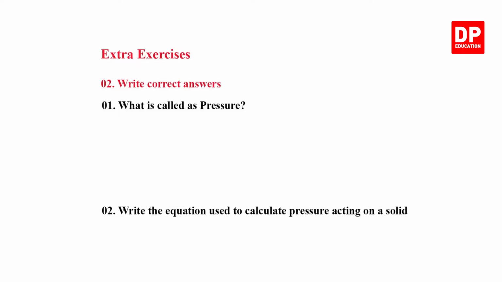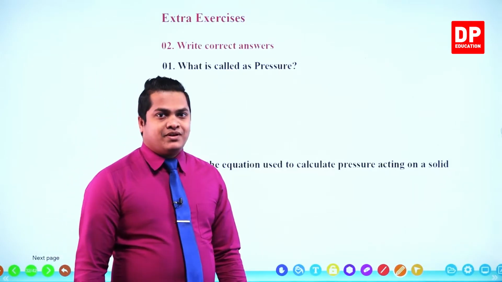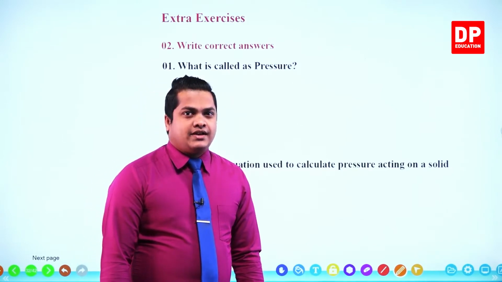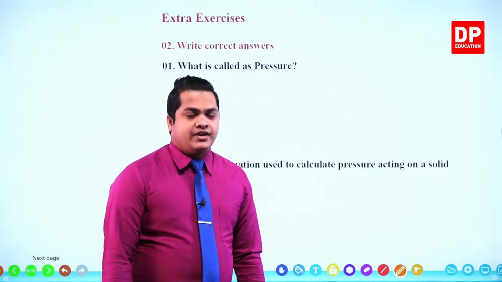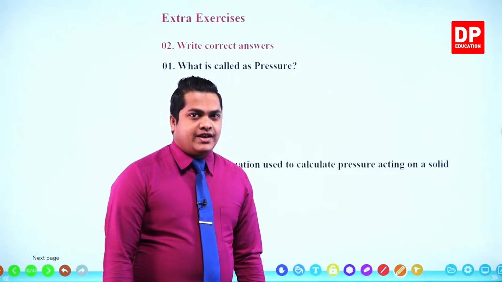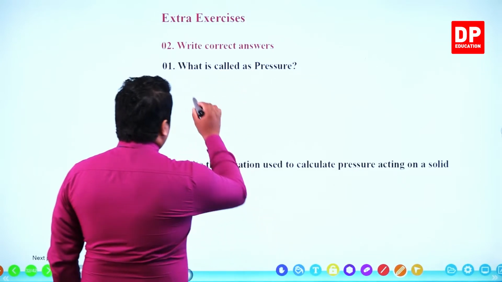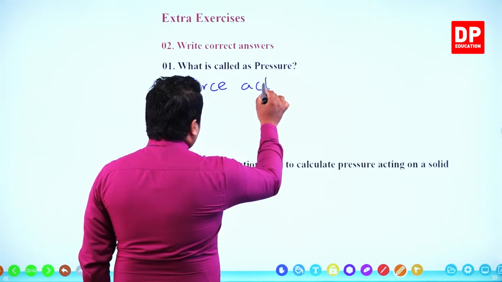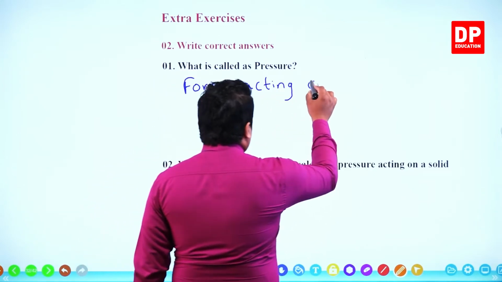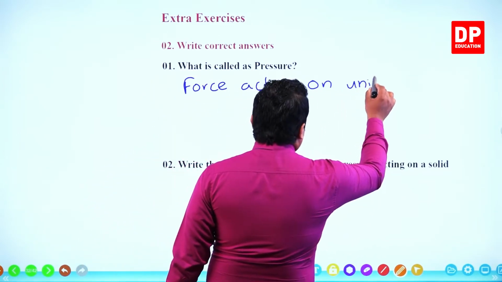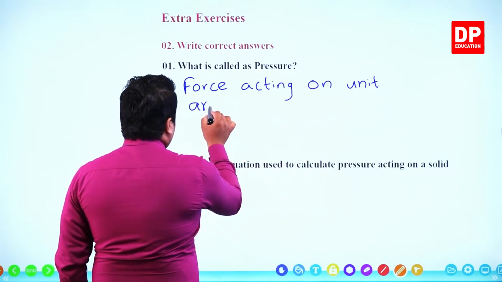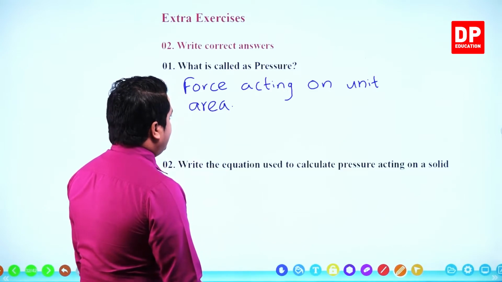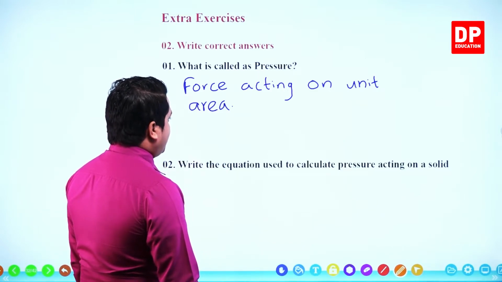What is called as pressure? So pressure, it's really simple. You know what you mean by pressure? Pressure is the force acting in unit area, right? Force acting on unit area. So you can write the answer: force acting on unit area. Force acting on unit area is called the pressure.